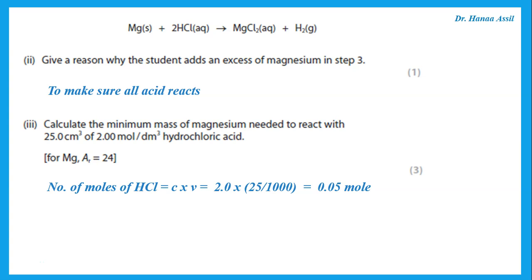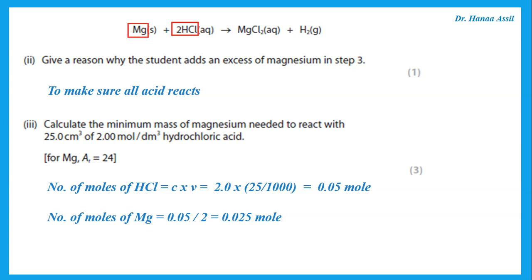And then we're asked about what? Mass of magnesium. I look at the equation. What is the relationship between the moles of HCl and magnesium? Well, magnesium is half of the HCl, so that's the number of moles. Now we're asked about what? Mass. Mass of magnesium is number of moles times its MR. This gives 0.6 grams of magnesium.